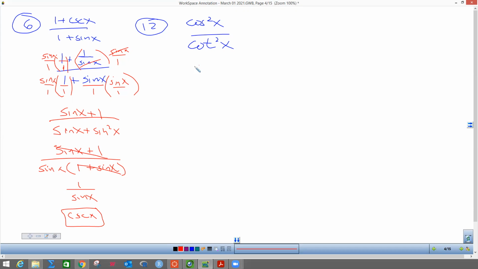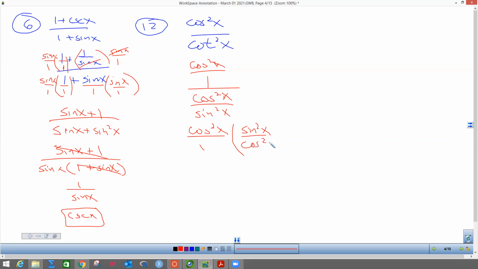This next problem, I've got cosine on the top, and I'm going to make it into a fraction. So I've got cosine squared on top over 1. Changing this bottom one into sine and cosine is cosine squared over sine squared. So I have a fraction divided by a fraction: leave the top the way it is, and flip the bottom and multiply by the reciprocal of the bottom.